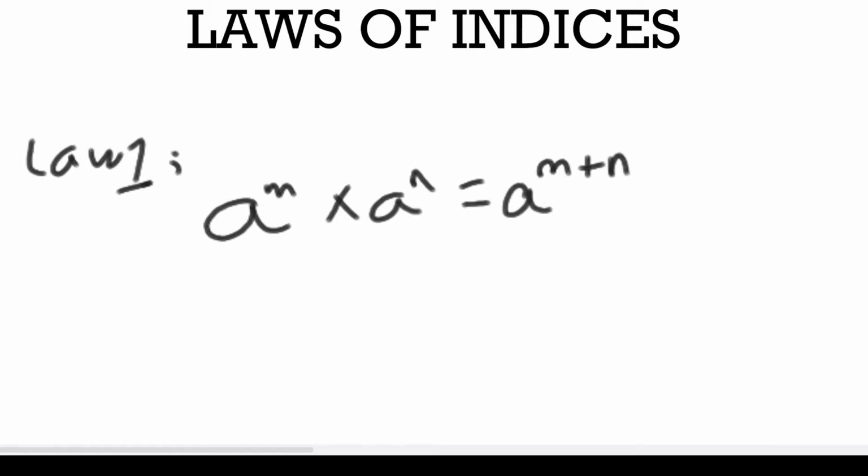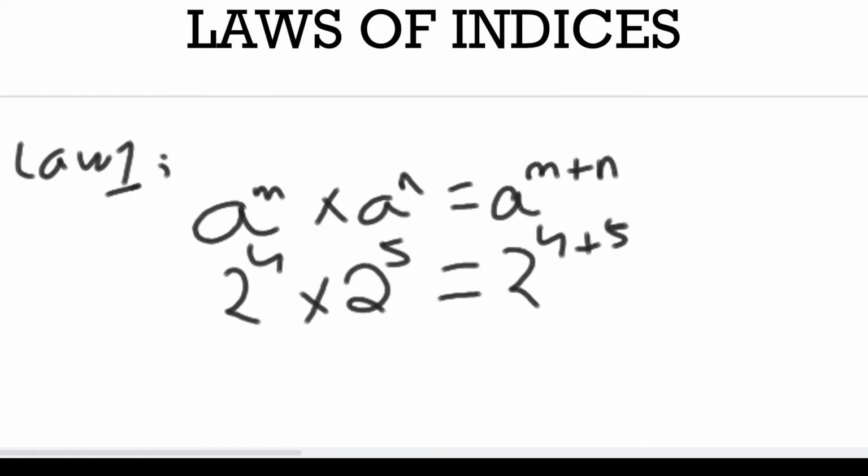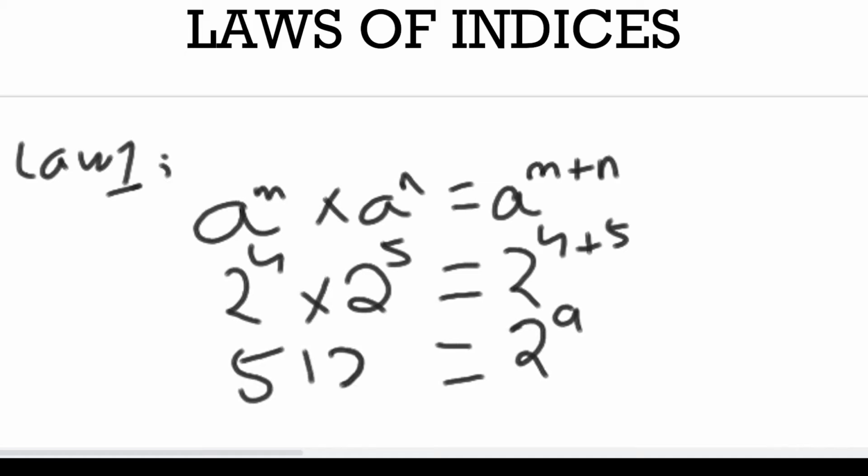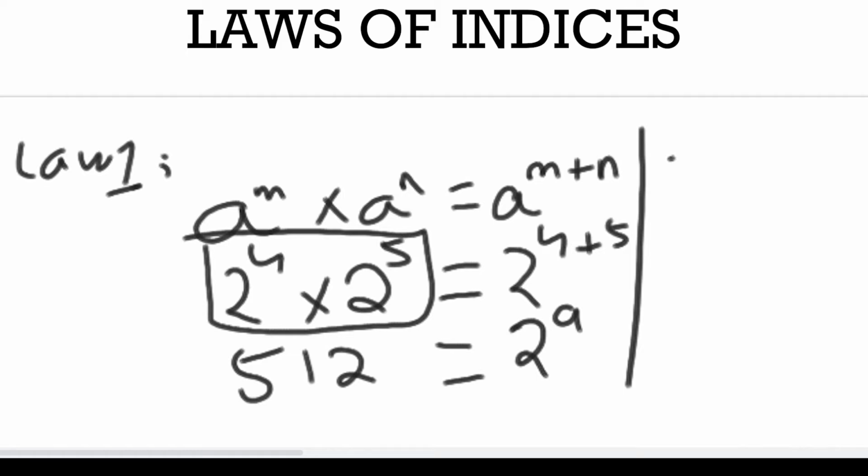And if we write it in numbers, for example, a is 2, m is 4, multiplied by 2 to the power n, where n is 5. This could also be written as 2 to the power 4 plus 5, which is 2 to the power 9, equal to 512. So now let's check it. Does this law work? For that, we will take this part and just solve it as it is. 2 to the power 4 is 16 multiplied by 2 to the power 5, which is 32.